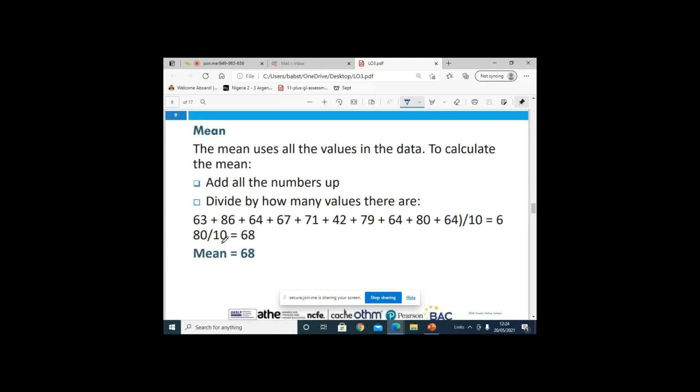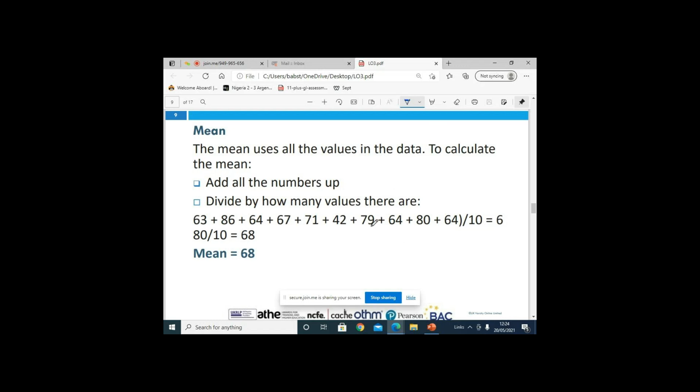You add them all together, then you divide it by how many values there are. That's going to be the average value. That is central tendency. So on average, you can say that Robert scored 68.